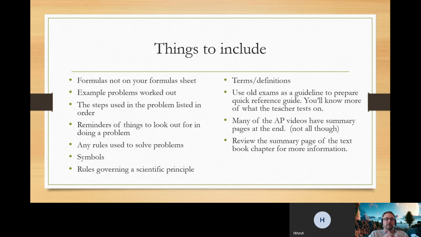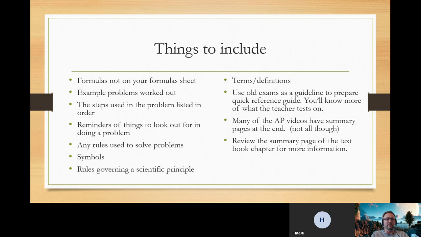Let's see what else we have here. Things to include: formulas that are not on your formula sheet. There are lots of formulas. Obviously, you need to have your formula sheet. If you don't have your formula sheet there, I don't know what to tell you. That's redonkulous. If you don't have a printer, see if you can find someone in your neighborhood who has a printer. You want to have your formula sheet printed out.